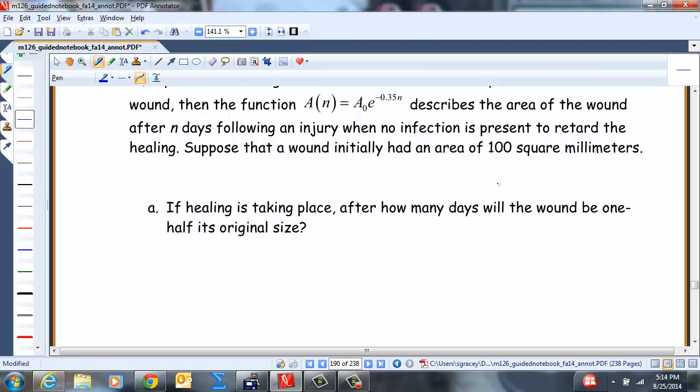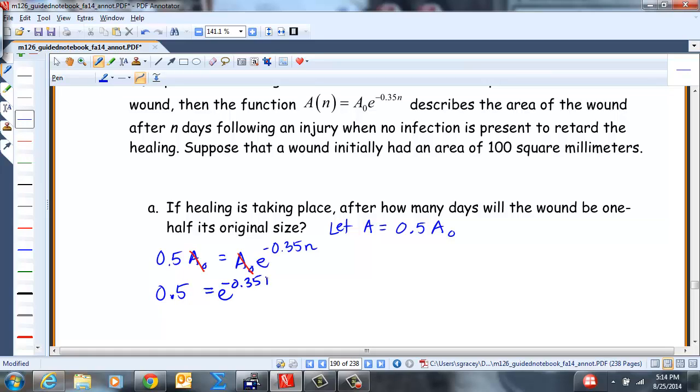So for half the original size, we could let A equal 0.5 times A0. Isn't that half the original size? Good. So 0.5 times A0 equals A0 e to the negative 0.35n. So the A0s divide out, and we get 0.5 equals e to the negative 0.35 times n.